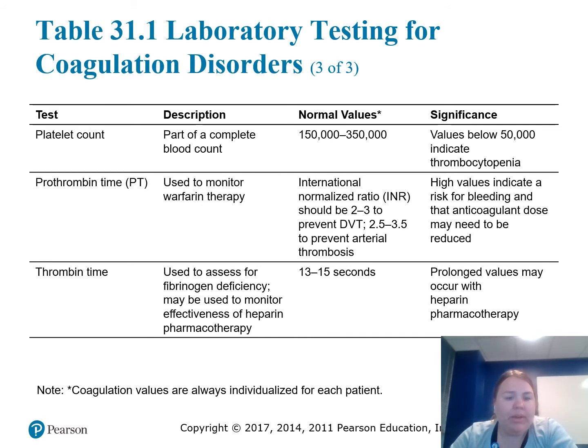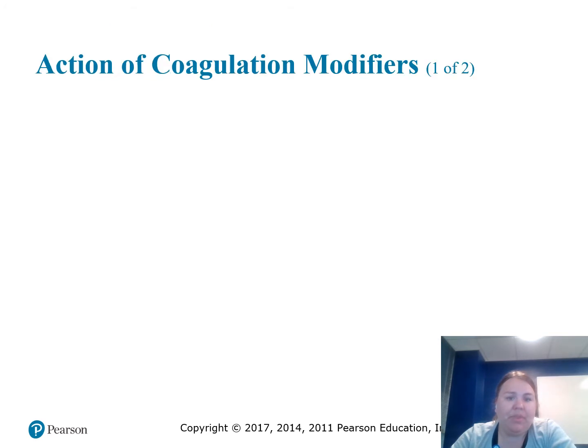We have the prothrombin time, which is our PT. That's going to help monitor our warfarin therapy along with our INR. Normal values should be 2 to 3 to prevent a DVT, and 2.5 to 3.5 to prevent any arterial thrombus. Thrombin time is to assess fibrinogen deficiency, so really to see the effectiveness of the heparin therapy. We want it to be 13 to 15 seconds. Again, prolonged values may occur if they're on heparin.